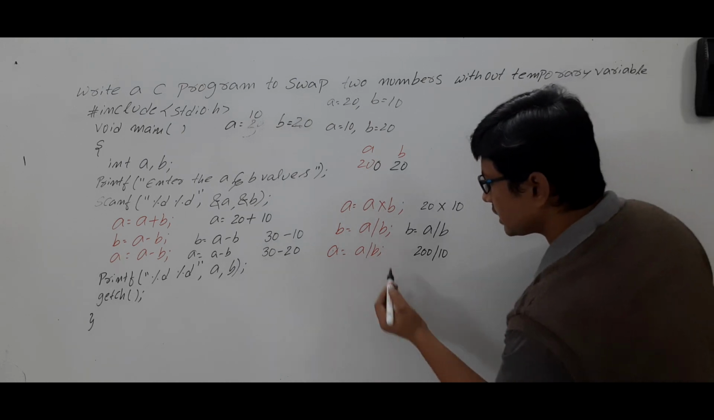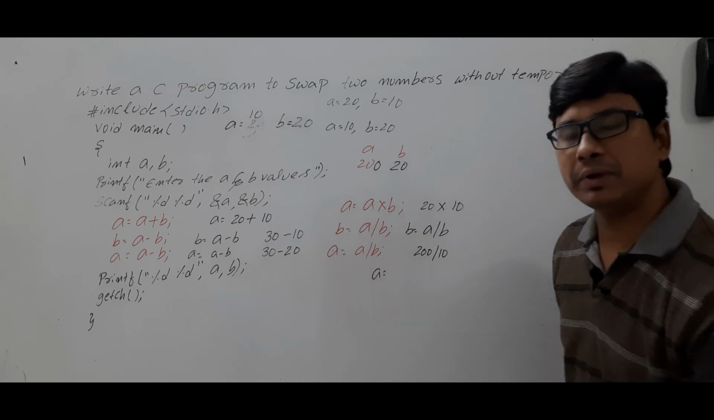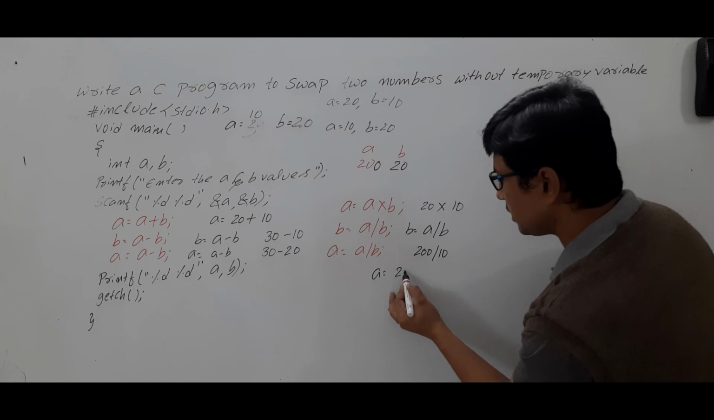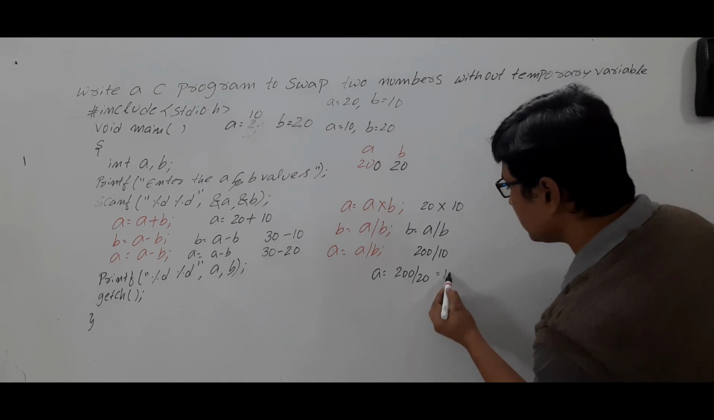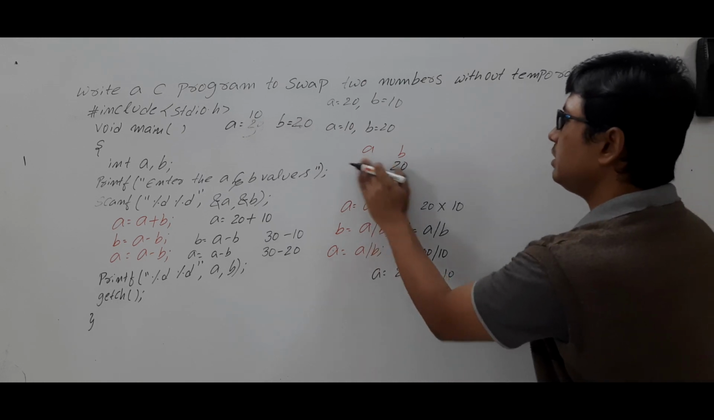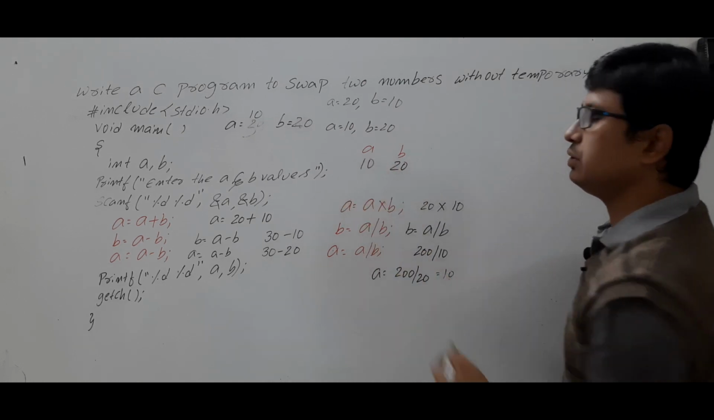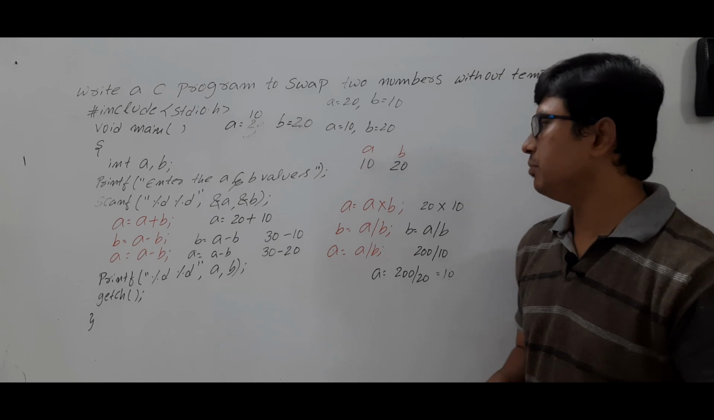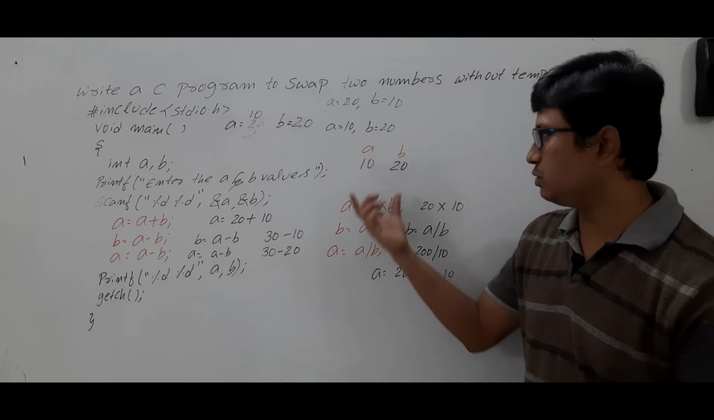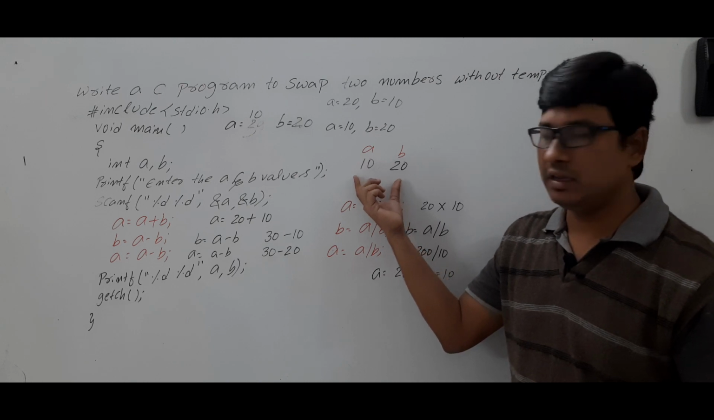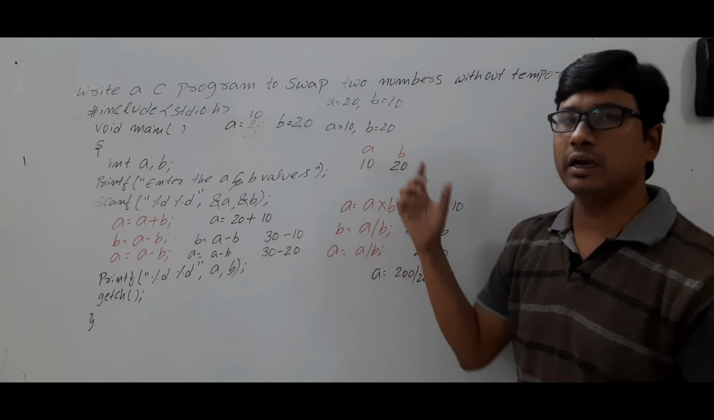Now look at the next statement. A is equal to A by B. So A value is 200, B value is 20. So you will get the 10. The 10 will be assigned to the variable A. So you have taken A value 20, B value 10. Now you got the A value as 10 and B value as 20. So we are done with the swapping. If you display it, you will get the 10 and 20.